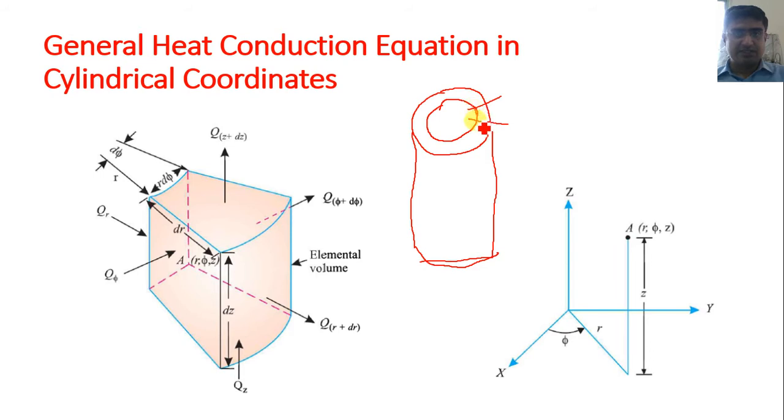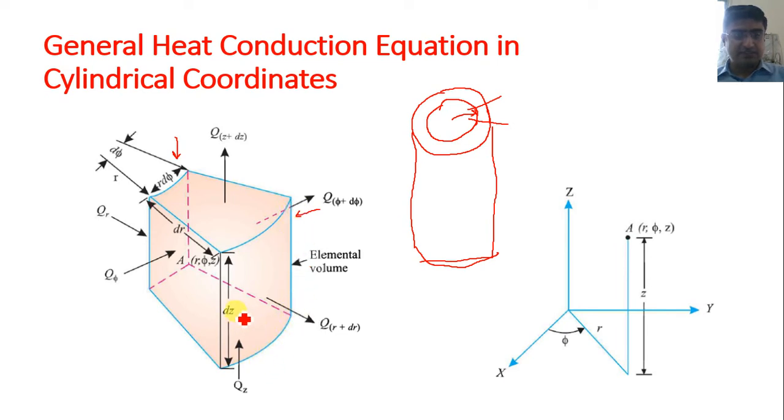Among that, you can identify two curved surfaces. Here is the first curved surface and here is the second curved surface. So there will be two curved surfaces, one according to the internal radius and the second according to the outer radius. Here is the inner radius, here is the outer radius, and here is the height of the cylinder, or the length of the cylinder.